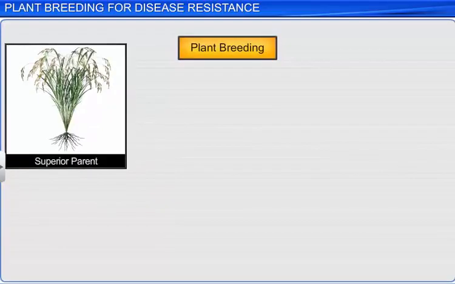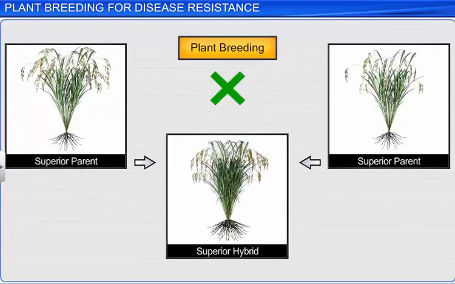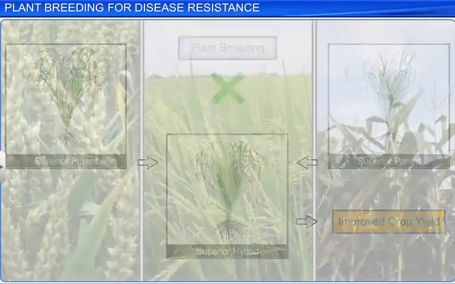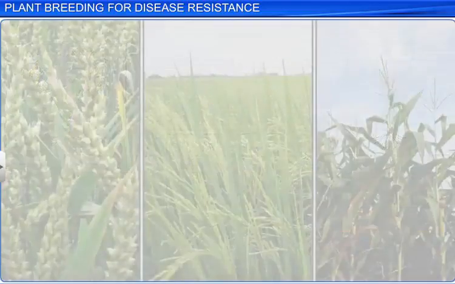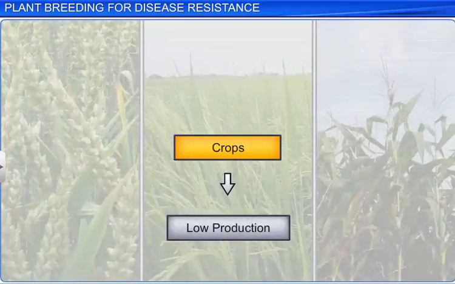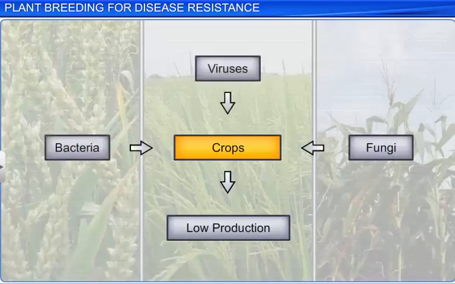Plant breeding is the skillful use of different plant varieties to produce a desired plant type, thereby improving crop yield. But in most cases, crop production is affected by several crop diseases caused by pathogens such as fungi, bacteria, and viruses.